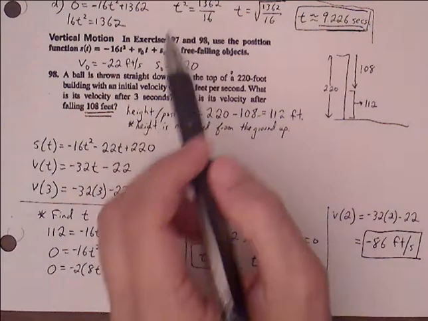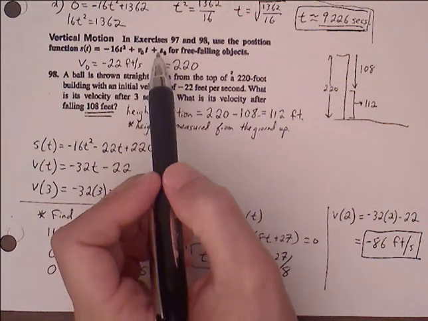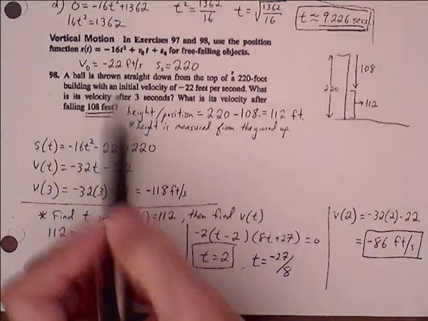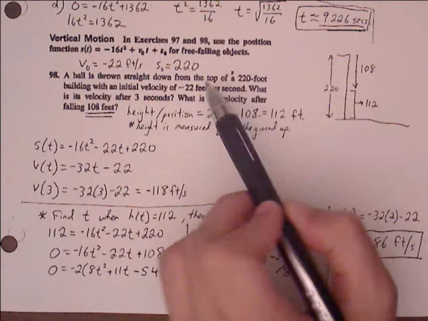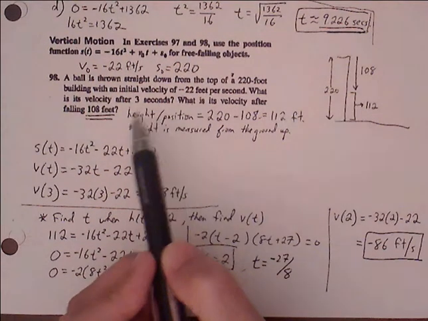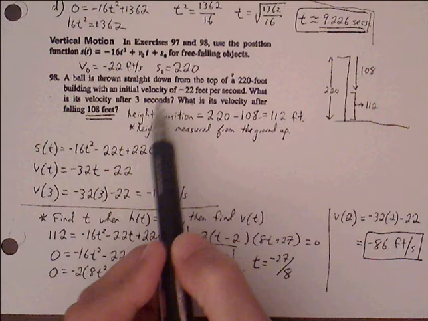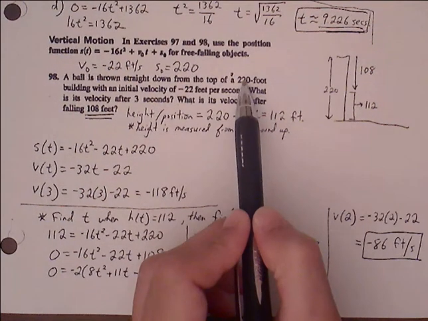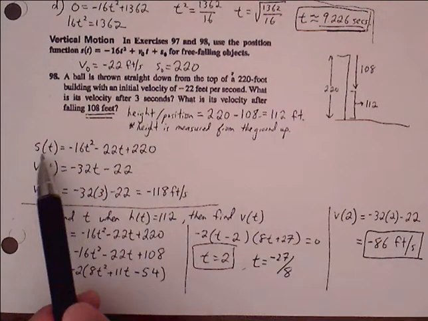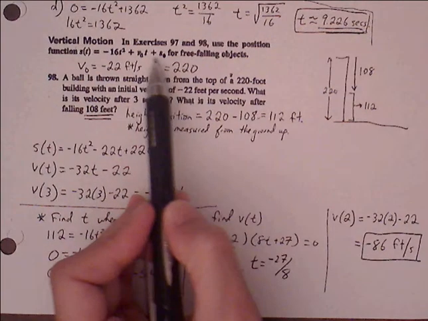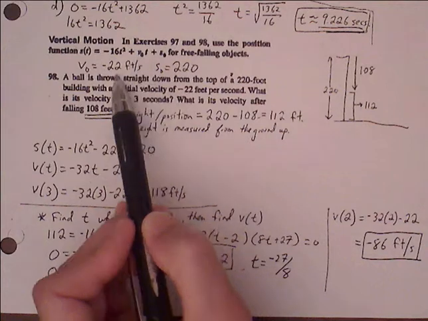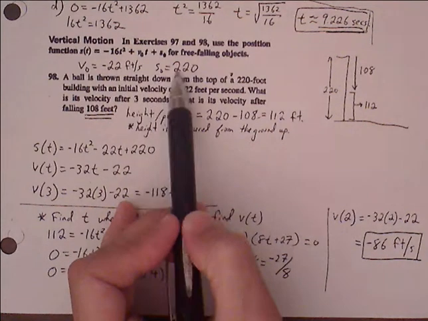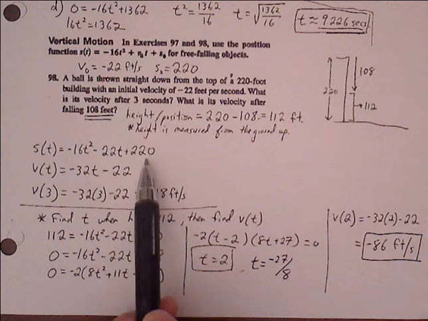All right, 98. So here we're again using s of t that's given to us. A ball, this time the ball is being thrown from the top of a 220-foot building with an initial velocity of -22. So v sub 0 is -22. And the initial position is 220. From that information, we can create our specific position function, replace v sub 0 with -22, replace s sub 0 with 220. So we have our s of t position function here.